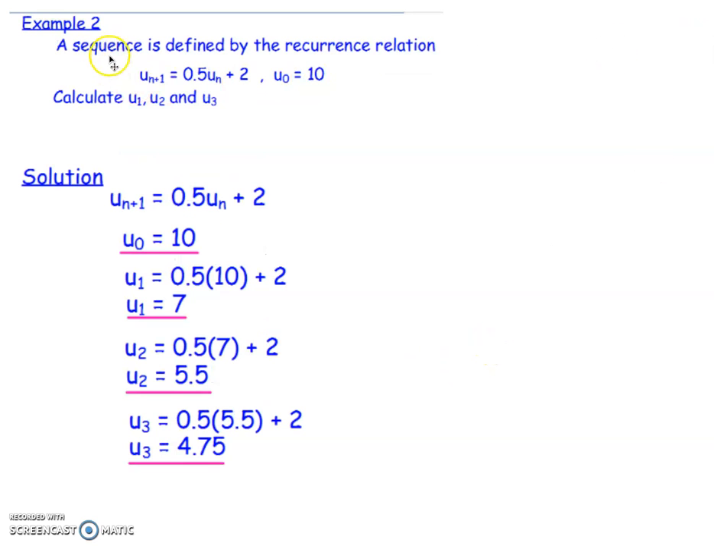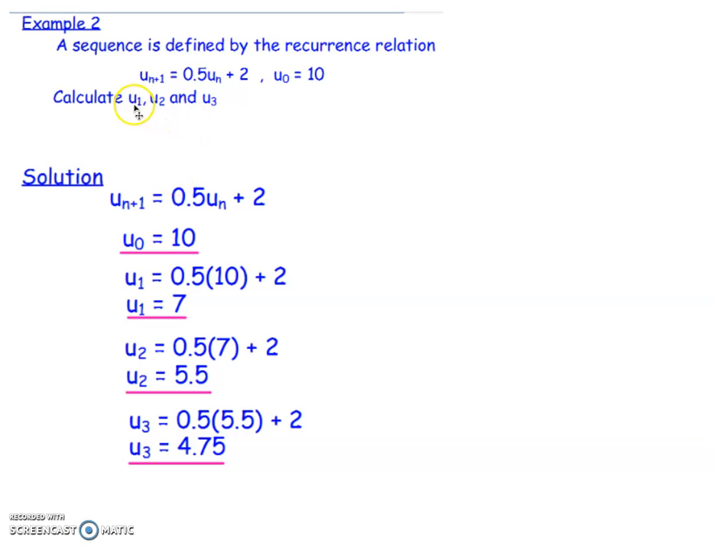The second example: a sequence is defined by the recurrence relation U_(n+1) = 0.5U_n + 2, where the initial value U_0 is 10. Sometimes they'll give you U_1, U_2, U_3 to begin. This time you've been given U_0. This is probably the most common type you'll see. So calculate U_1, U_2 and U_3.